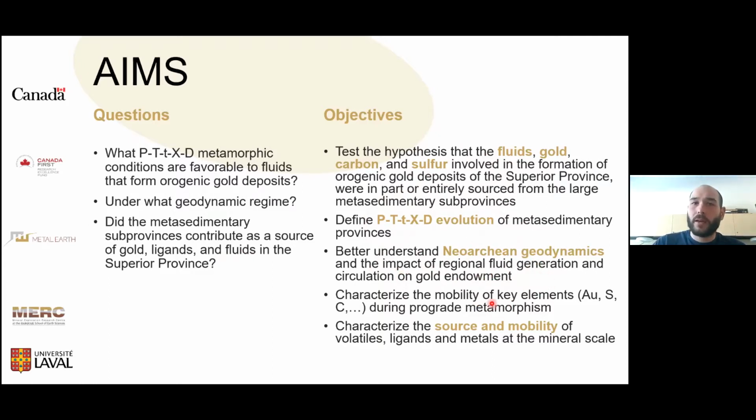And at a smaller scale, characterize the mobility of key elements, we're talking about gold, sulfur, carbon during prograde metamorphism, and the mobility and source of volatile ligands and metals at the mineral scale.